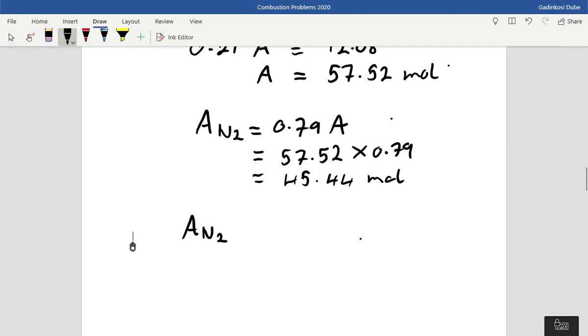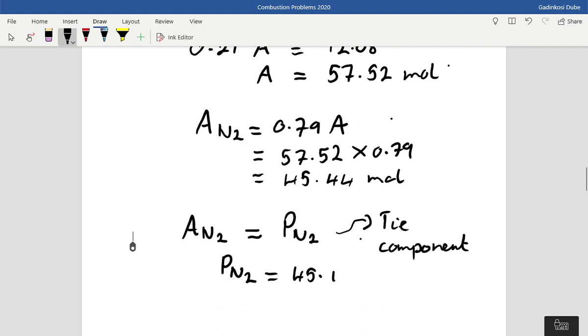The nitrogen in stream A is equivalent to the nitrogen in P. Why? Because nitrogen is an inert, it doesn't partake in the reaction. We also call it a tie component, because it just goes into the furnace and leaves. It is assumed that it doesn't take part in the reaction process. Obviously, practically that is not entirely true, but it's negligible as far as the theoretical aspect is concerned. So now, if this is true, then our nitrogen produced is going to be the same, 45.44.